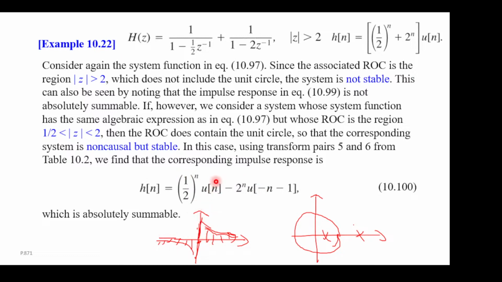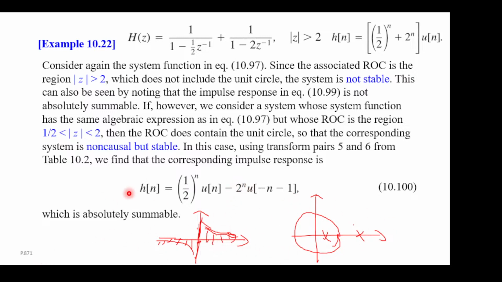On the n bigger than 0 side, you get this 1 over 2 to the n decay, and for n less than 0, you get this 2 to the n, which is also decaying when n goes to negative infinity. So you have a two-sided exponential decay. And this is actually absolutely summable because those are exponential functions. Summing them is a geometric series and they converge. So this is absolutely summable, and so this system is stable, as our criterion says it should be.